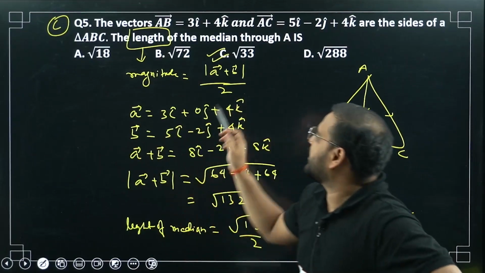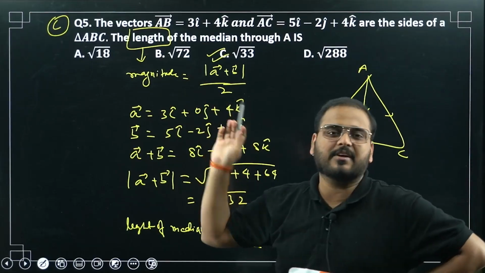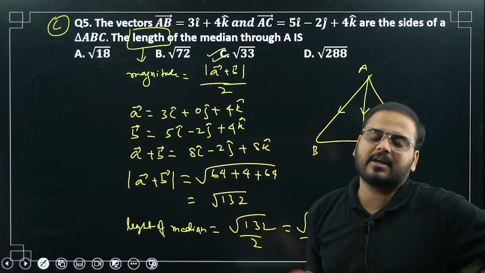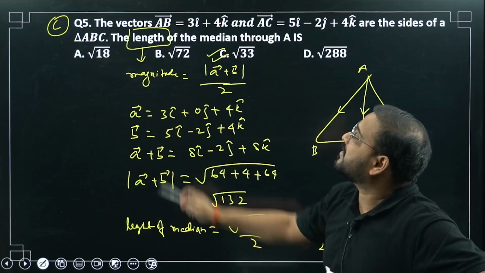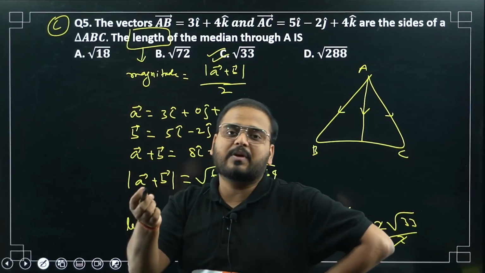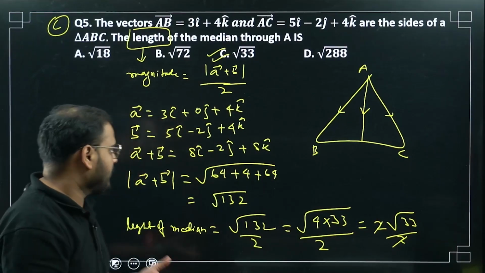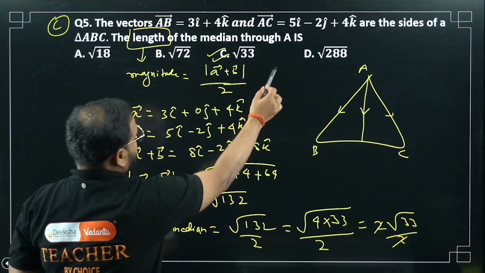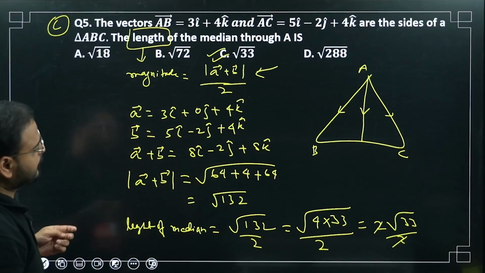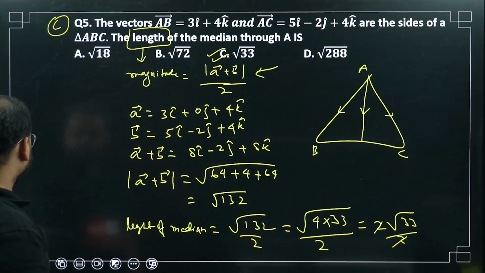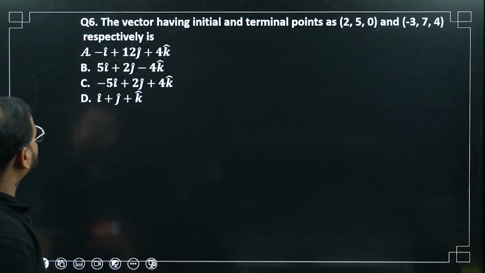This is what we know, right? The formula we know, but they're not asking just the vector from the point A, which is the median. They're asking the length of the vector. Means you have to find the magnitude first. Okay, so length. Please check. So the answer is C. Okay. Question number 6.